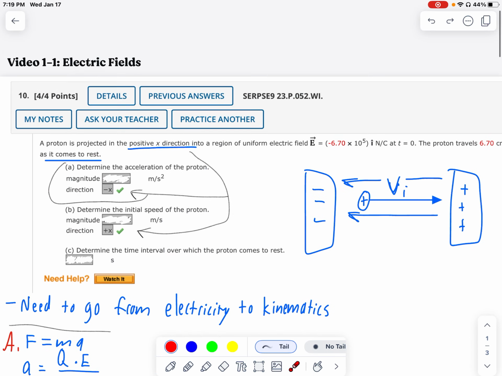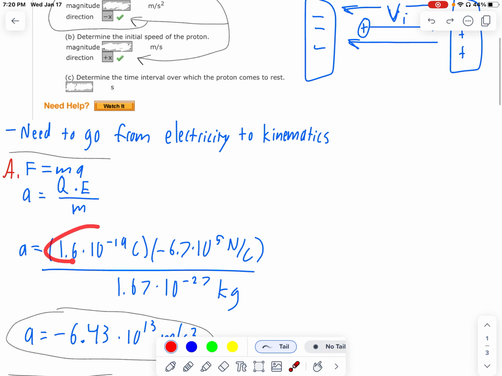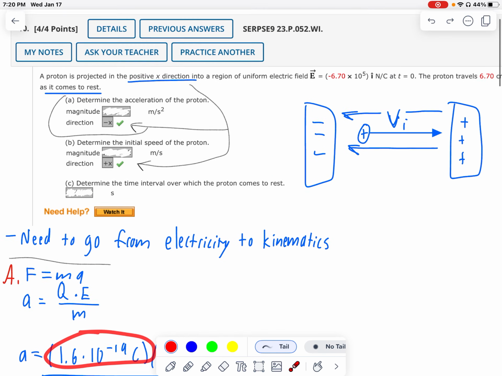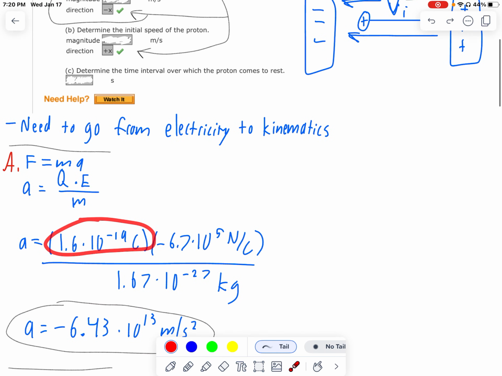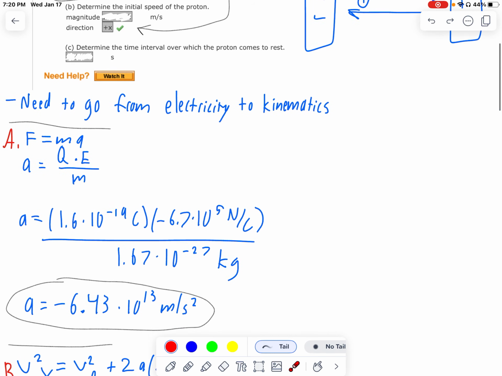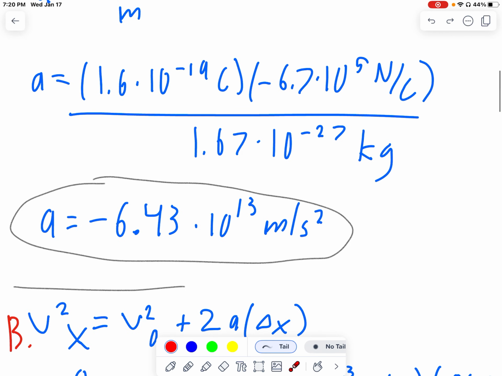And fortunately, we do have the charge of a proton. That's a known value. And we are given the electric field as well. And then the mass of the proton is also a known value. Simplify all these, we get acceleration equals negative 6.43 times 10 to the 13th meters per second squared. What does the negative tell us? Negative direction, opposite of motion. So my not really prediction, but educated determination from the beginning was correct.